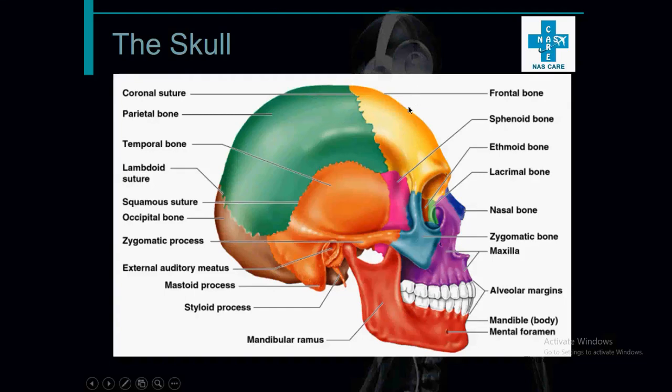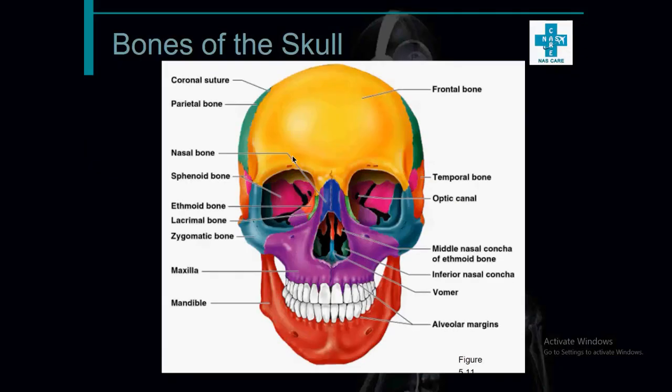As you see here: frontal bone, sphenoid bone, ethmoid bone, lacrimal bone, nasal bone, zygomatic bone, maxilla, alveolar margins, mandible, mental foramen, mandibular ramus, styloid process, mastoid process, external auditory meatus, zygomatic process, and the suture here. This is the occipital bone, lambdoid suture, temporal bone, and parietal bone. And this is the anterior view of that. We can see all of them also in the anterior view.